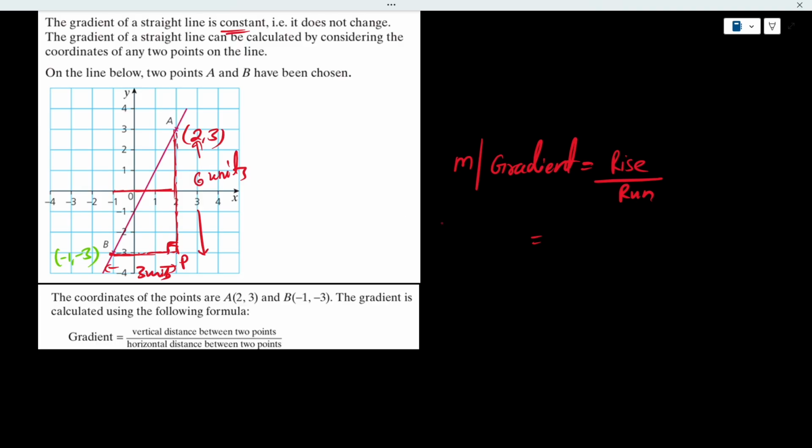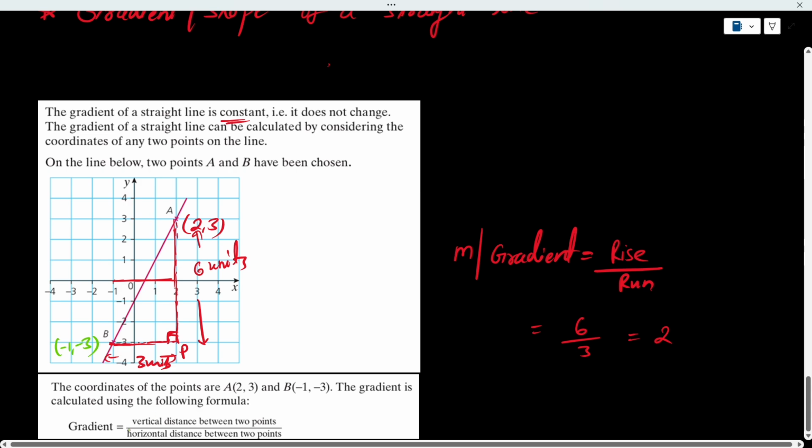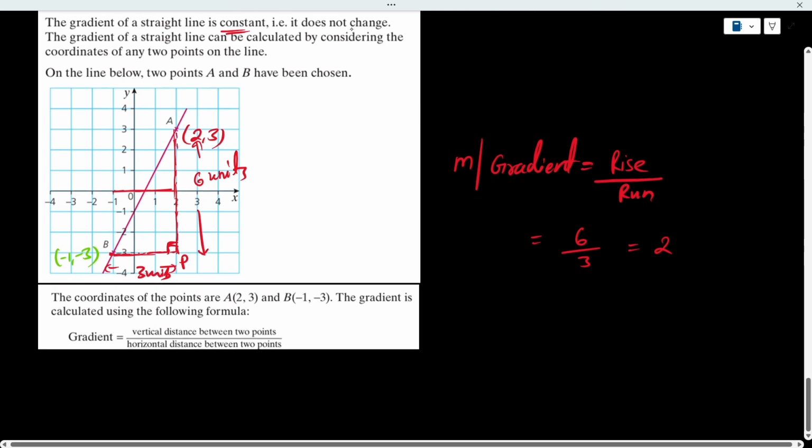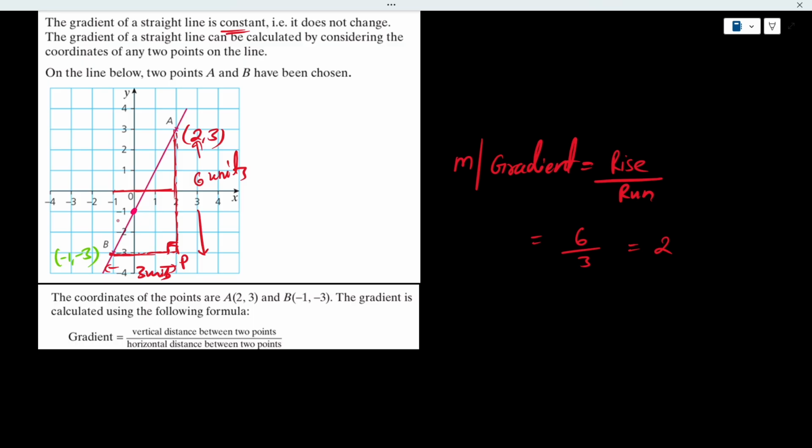So how much is the rise? 6 units. And how much is the run? It is 3 units. So your gradient or slope is 2. Now I said in the statement that the gradient is always constant. How can you check the gradient is constant? If I take any other point here C and here point D.